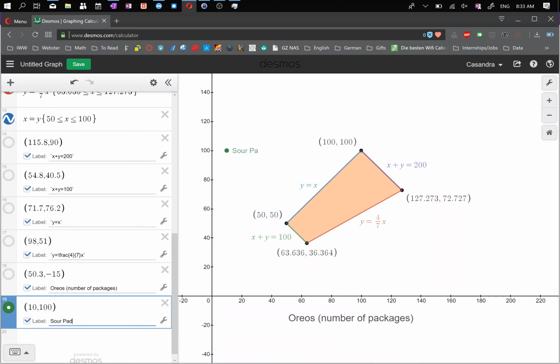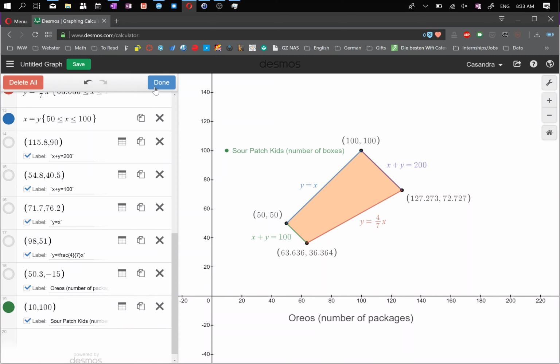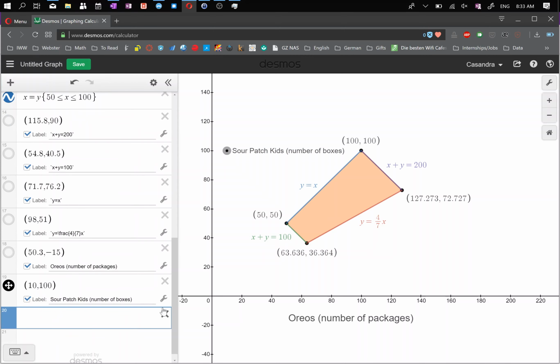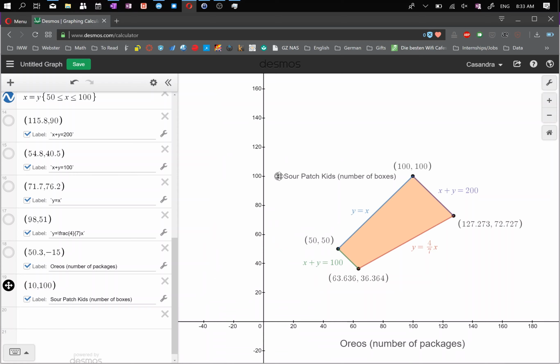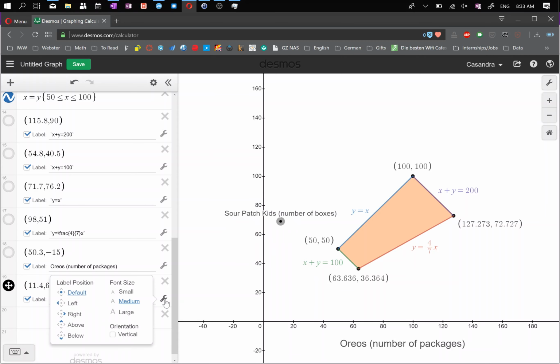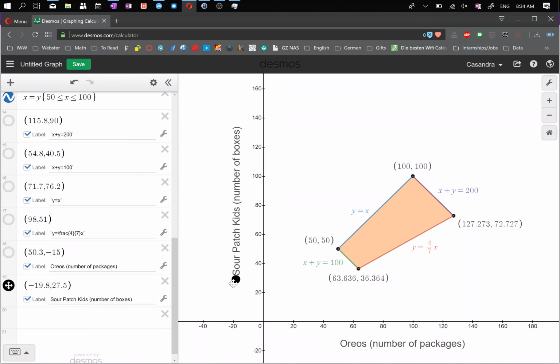These are Sour Patch Kids. Number of boxes. The units usually go in brackets. Again, it's a style thing. It's not absolutely required, but you may as well because it's just how things are done. Great. I need to drag this over here, but that's the wrong way. No problem. We click here. Let's have it be above and large. And now I click this to change the orientation so it can run along the y-axis.